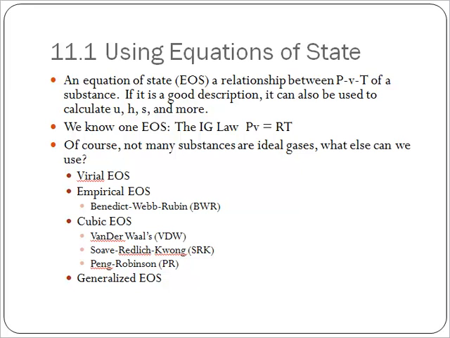Empirical equations are purely curve fits to match data. Cubic equations of state are an attempt to expand the form of the ideal gas law to meet other non-ideal gases. And there's a whole family of those, but the van der Waals, Redlich-Kwong, and Peng-Robinson are the most common of those. And then we'll have the generalized equation of state, which is another attempt to generalize the ideal gas law for non-ideal gases.